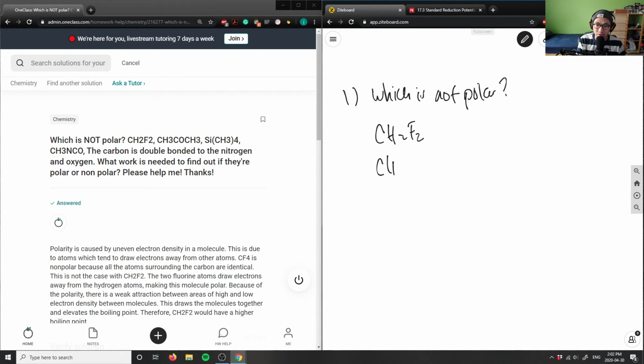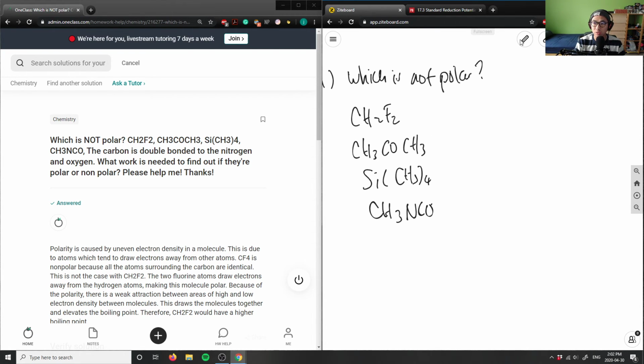I have CH3COCH3. I have Si(CH3)4, and finally CH3NCO. So let me draw the chemical compounds for these here. So which of these are not polar?